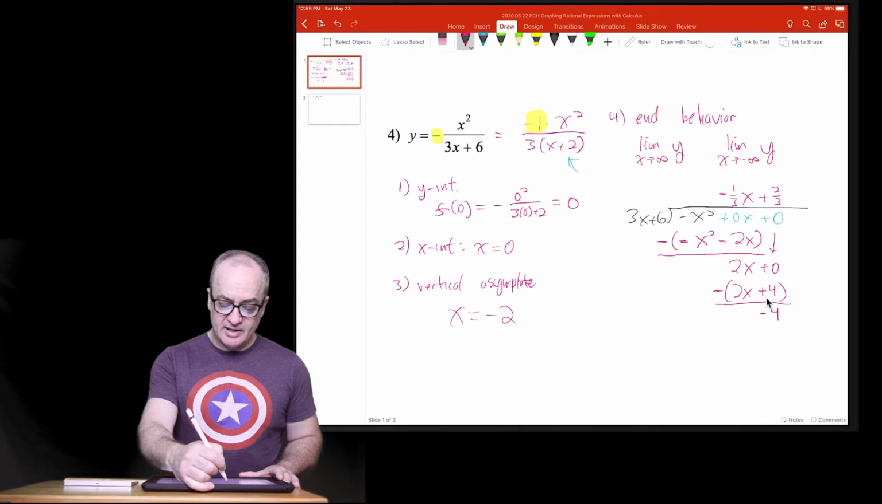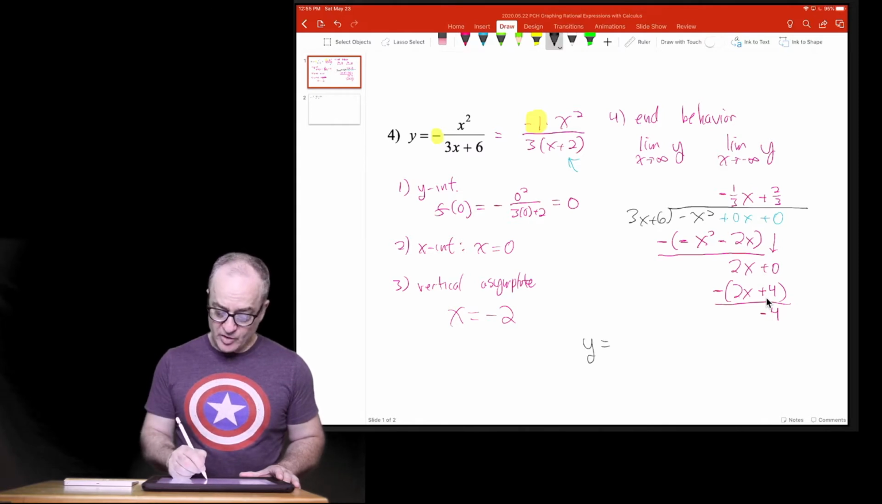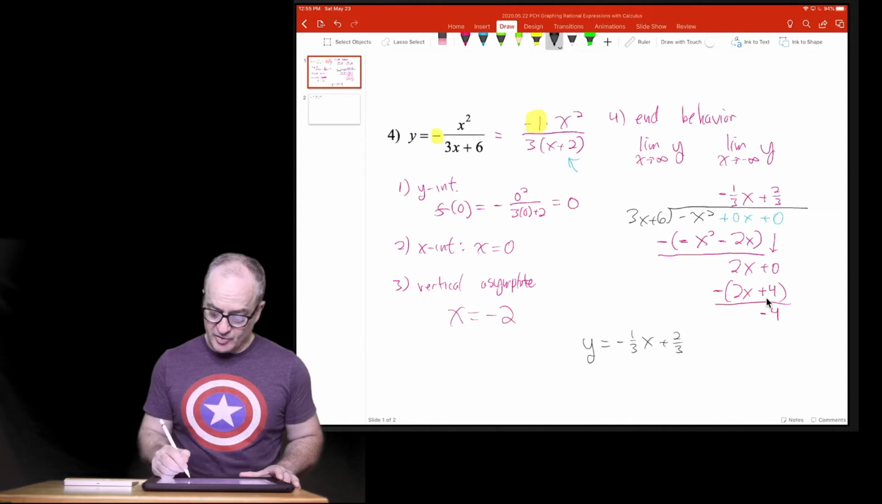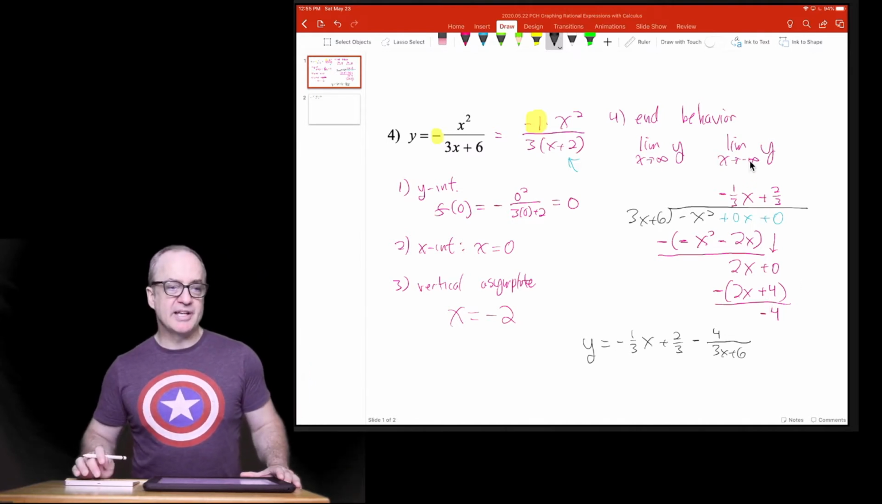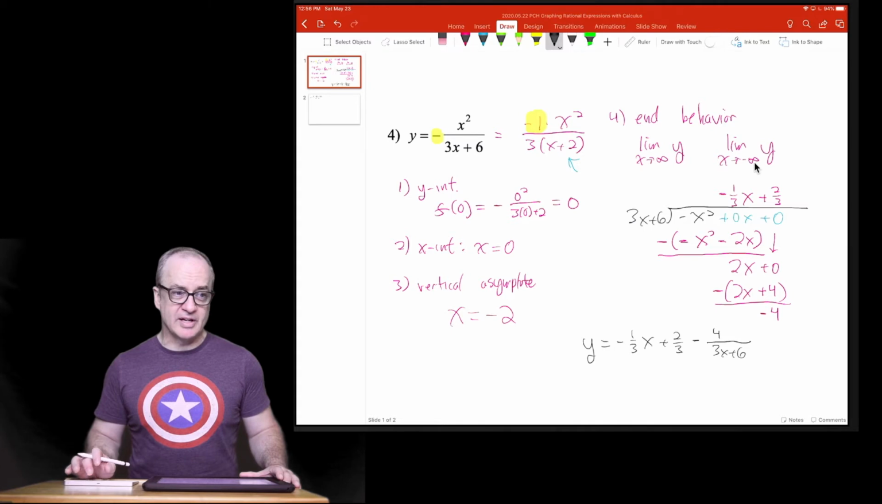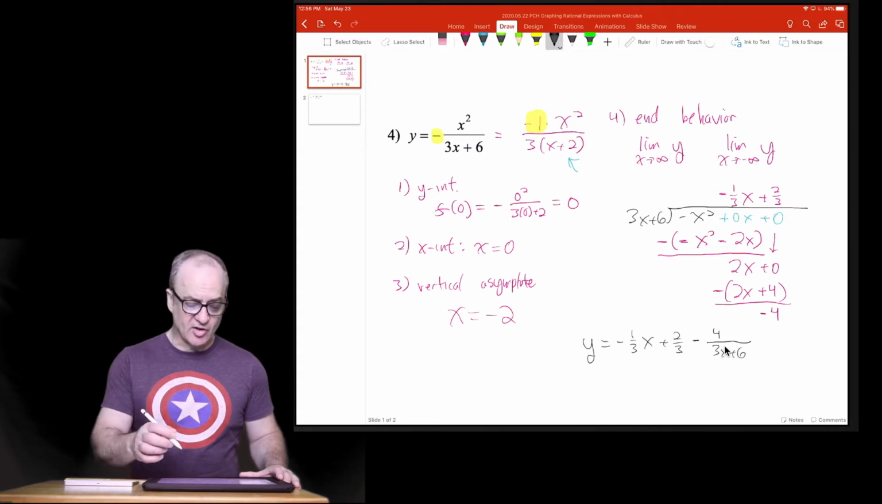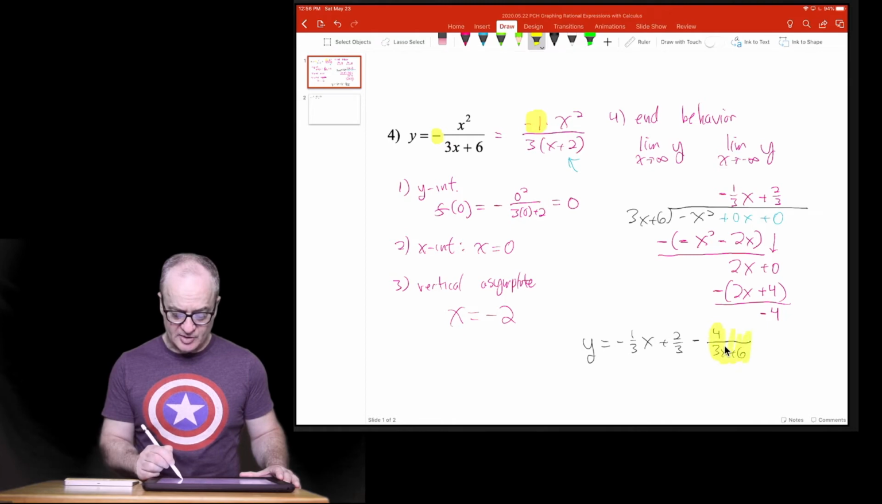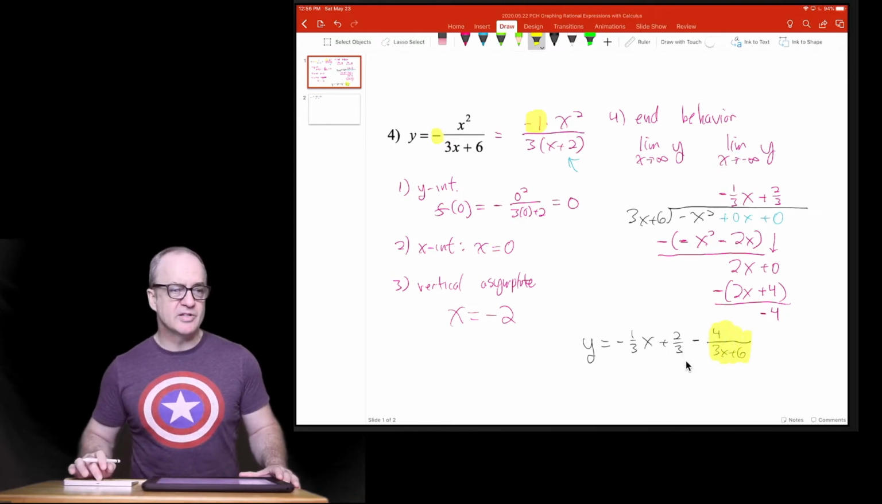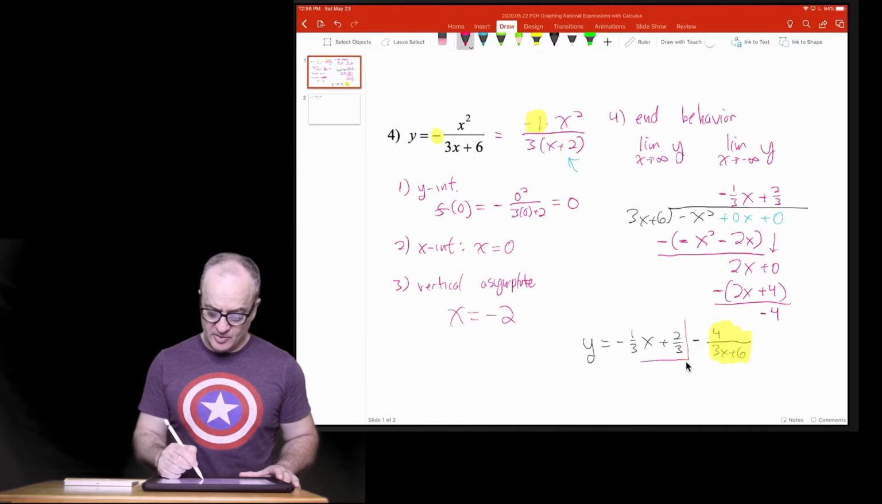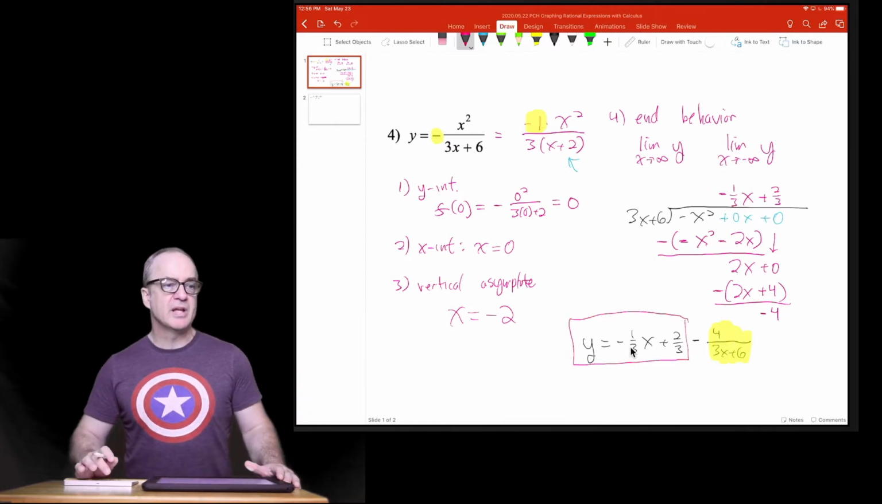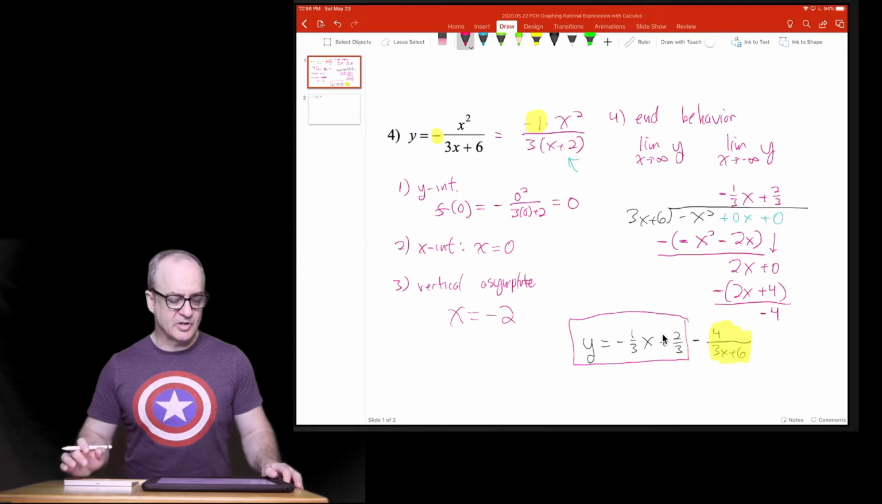So what I've just demonstrated is that y could also be written as negative 1/3 x plus 2/3 minus 4 over 3x plus 6. Now, as x approaches infinity, or for that matter negative infinity, the denominator here will get as large as you can imagine, meaning the entire fraction will get as small as you can imagine. We can totally ignore this, and our slant asymptote is just this line. Y equals negative 1/3 x plus 2/3. Not the prettiest line we've dealt with, but good enough.